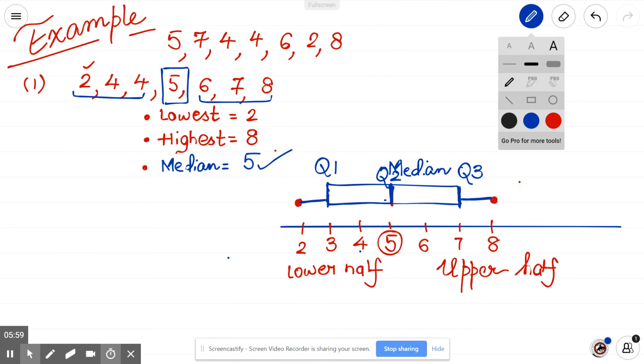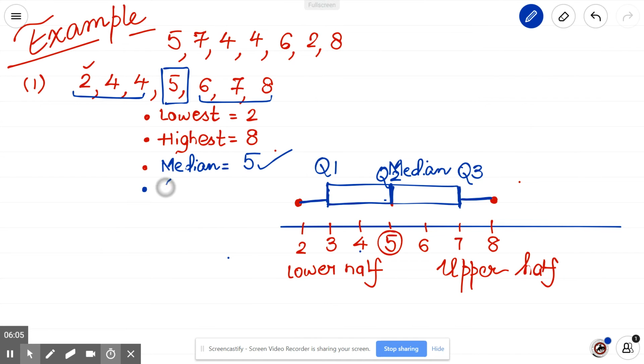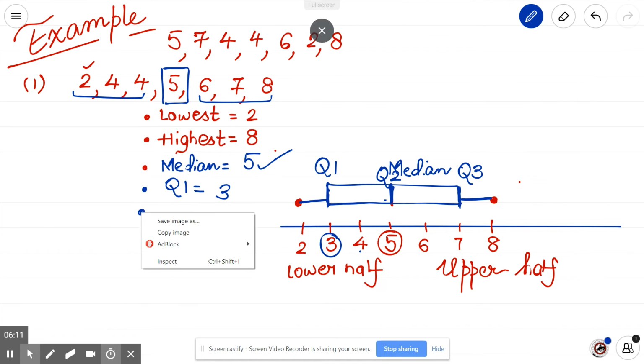So let us list out the important things that we just did. I already listed lowest, highest, median. Now I'm going to write down quartile 1. It was the median of the lower half, which is 3. Quartile 2 or median is the same thing. Quartile 3 is 8, which is the median of the upper half of the data set.